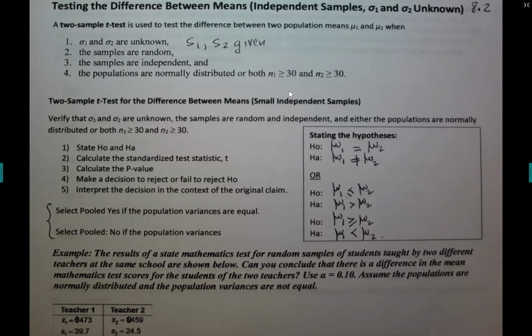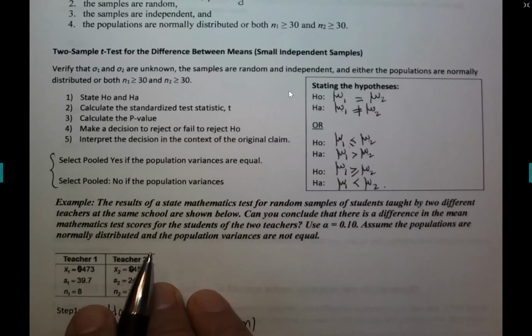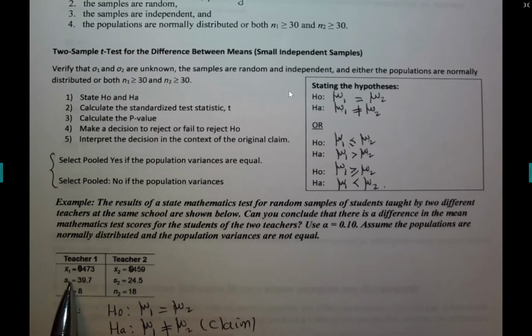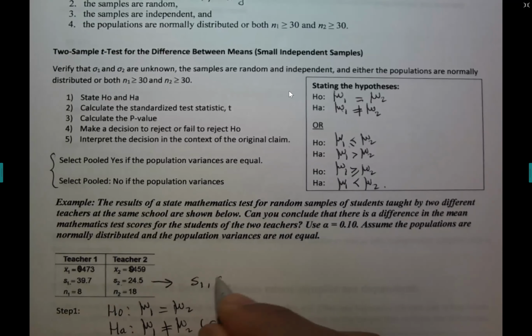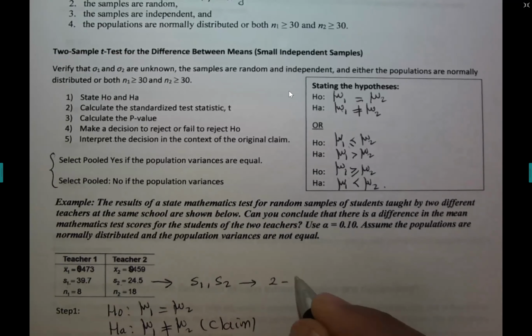Step two. Because he gives me S1 and S2, please pay attention, guys. This is critical. It's tempting to always go to the two-sample z-test, but you can't. Look, he gives you S1 and S2, unlike in section 8.1 where he gave sigma 1 and sigma 2. Once you see S1 and S2, this leads you to the two-sample t-test.